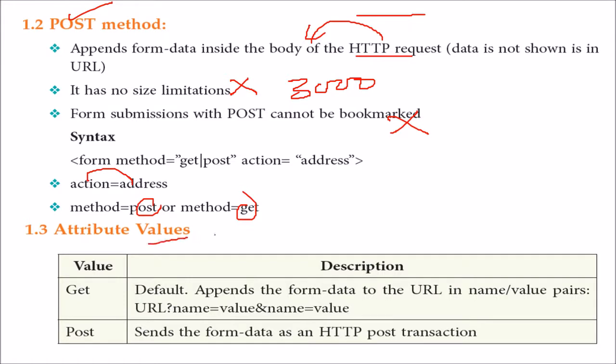Now we have some attribute values also of this get and post. As we said, get is the default. If you don't give anything, the get would be the default method. So this would append the form data in your URL in the form of name value pairs. Like you give your name, it will highlight here. You give your mobile number, it will highlight here in the URL, and you will be able to see.